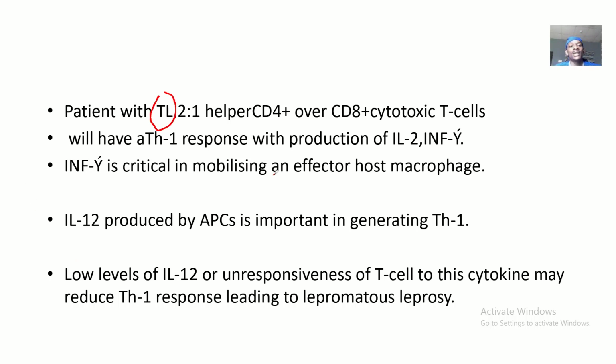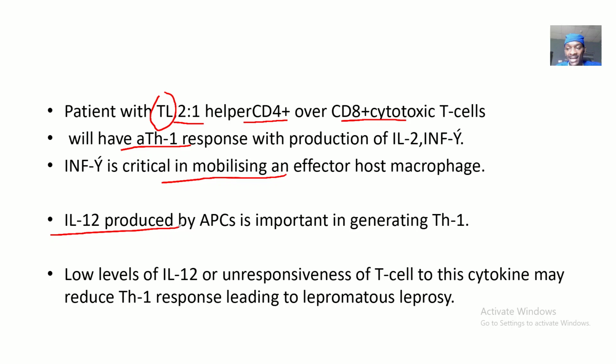Pay attention. Patients with tuberculoid leprosy have helper CD4 and cytotoxic CD8 cells in the ratio of 2 to 1 respectively. This type of patient will have a type 1 hypersensitivity response with the production of interleukin 2 and interferon gamma. The interferon gamma is critical in mobilizing effector host macrophages.